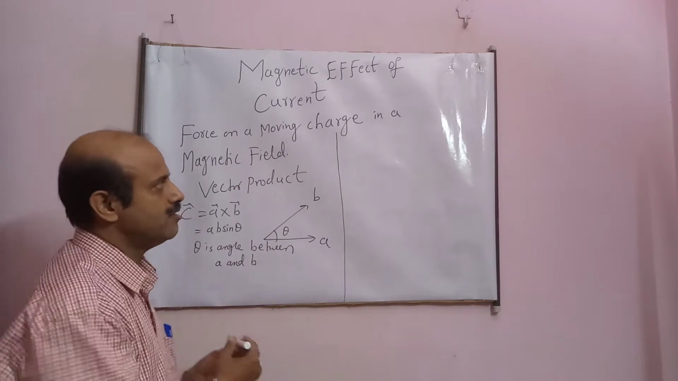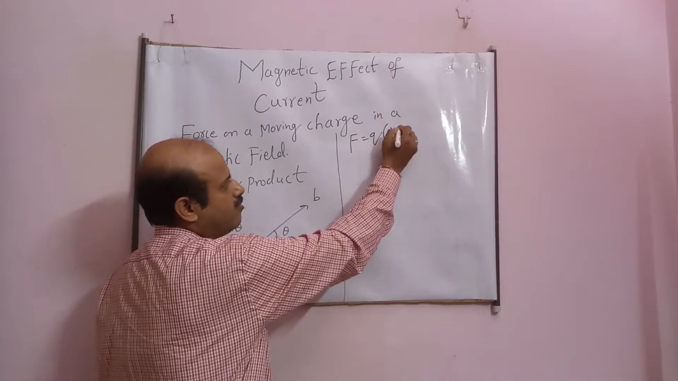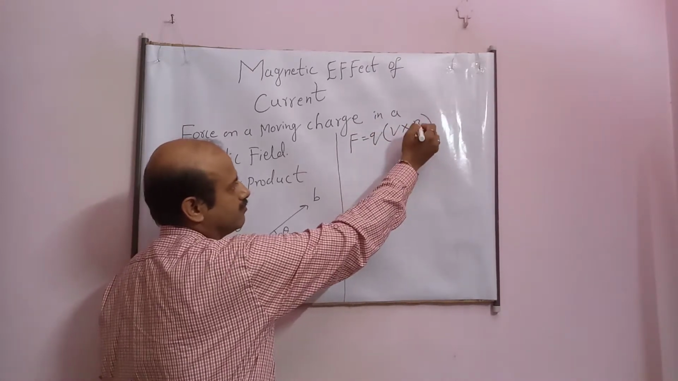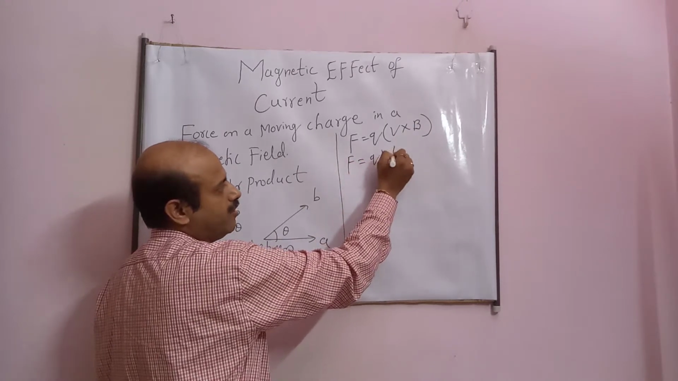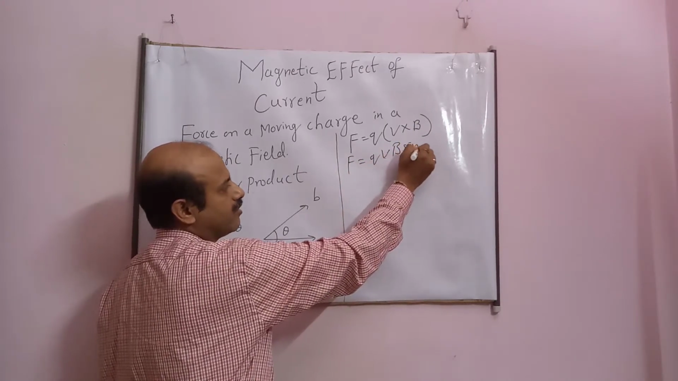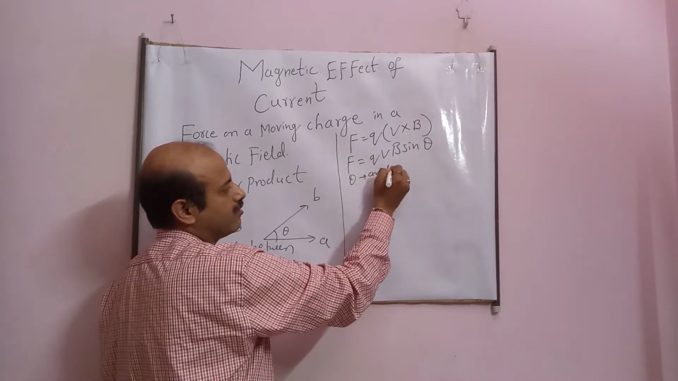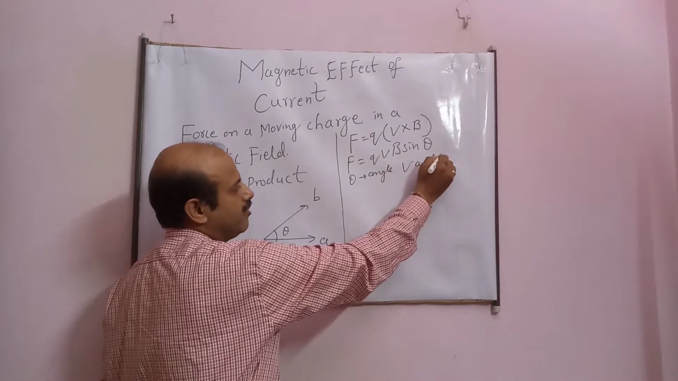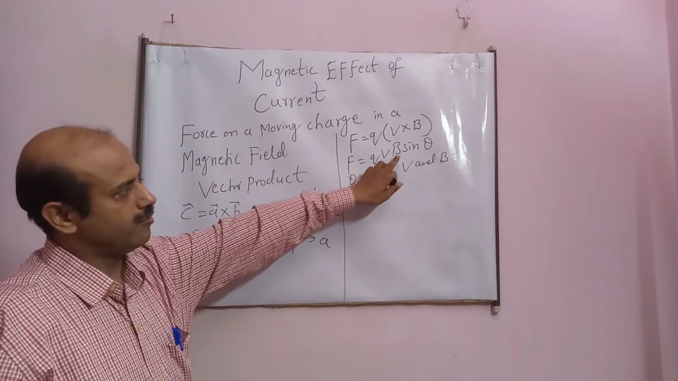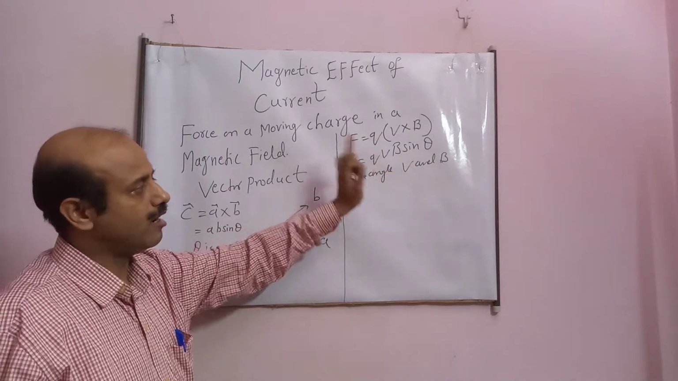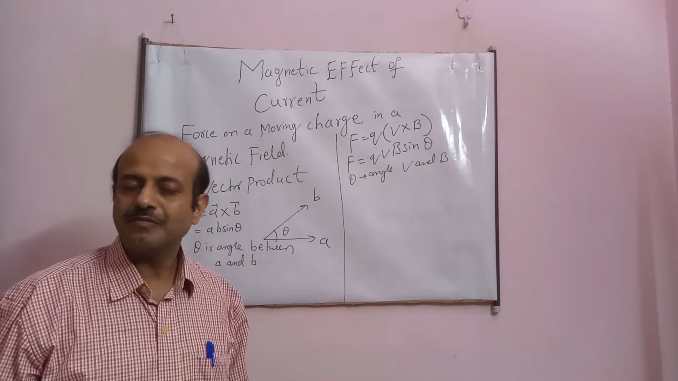The formula for this is F equals Q V cross B. This becomes, as you already know, student, QVB sin theta, and theta is the angle between V and B. This is the magnitude of the force. But the main thing is how to find out the direction. For that I am revising the 11th class vector product, student.